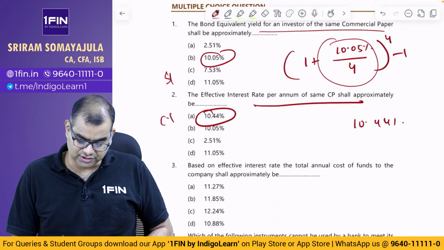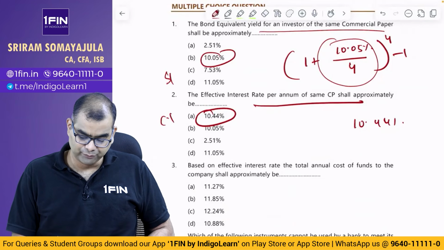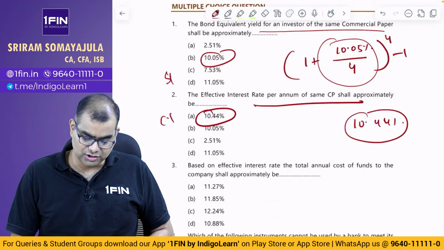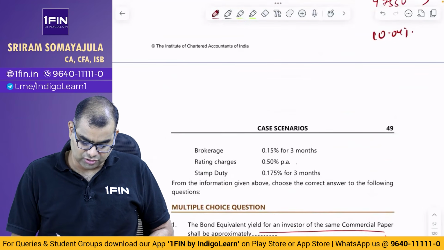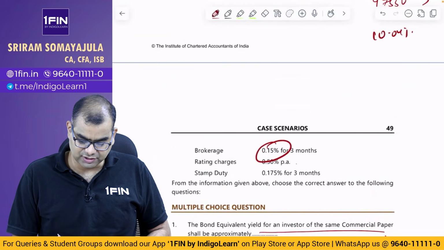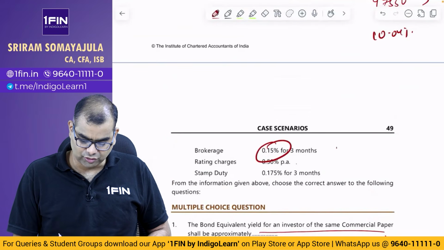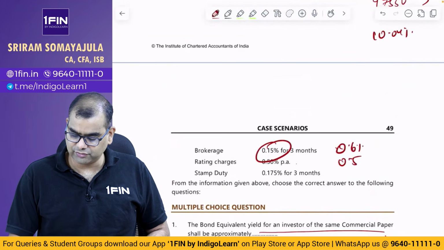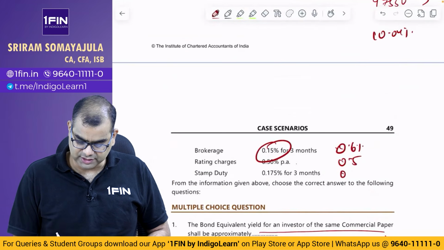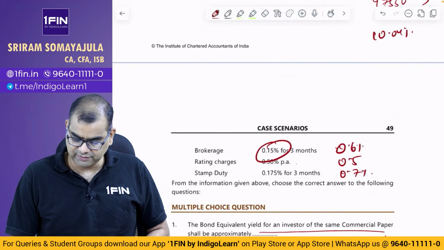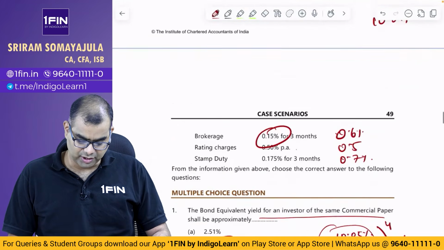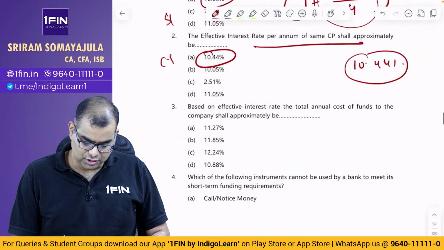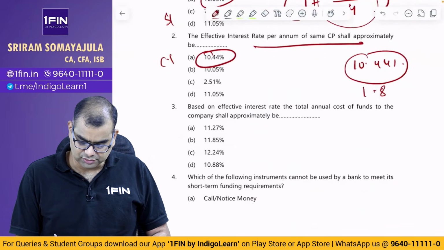Then based on the effective interest rate, the total annual cost of funds. Here you not only take this value, you also have to consider these other values, and they're all per annum. 0.15% for 3 months, so basically it is into 4, that is 0.6% per annum, 0.5% per annum, and this is 0.175 into 4, this is 0.7% per annum. So 0.7 plus 0.5 plus 0.6, you get 1.8. This 1.8 you add to this 10.44.